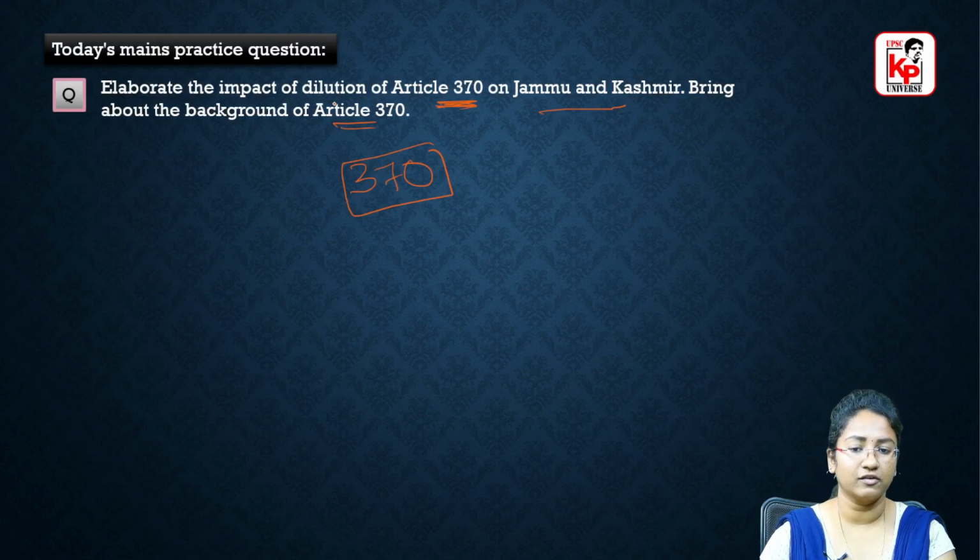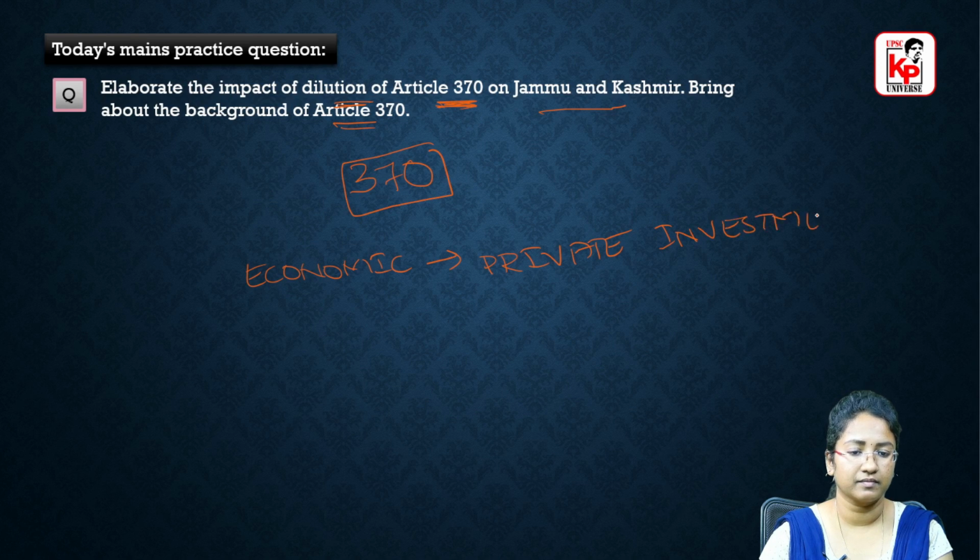And coming to the impact of dilution of Article 370, if you look at the economic impact on Jammu and Kashmir, whatever decision was taken in 2019 after this presidential order, private investment could be made, right? So earlier private investment was not allowed from the permanent citizens outside Jammu and Kashmir, but right now private investment is also allowed. So anyone can put private investment over here, land could be bought over here, right? So the land rates would also increase.